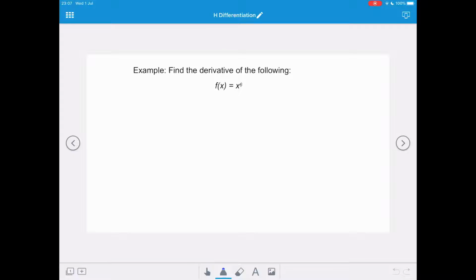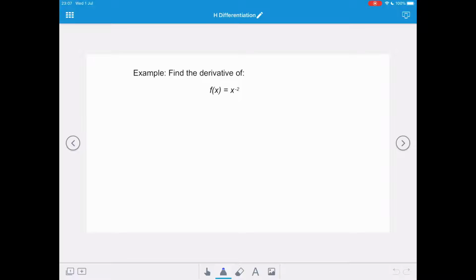So the first example, we want to find the derivative of the following: f of x equals x to the power of 6. So our f dash x is going to equal, bring down the power, so it's 6 multiplied by x, and we're going to lower the power by 1 to 5.